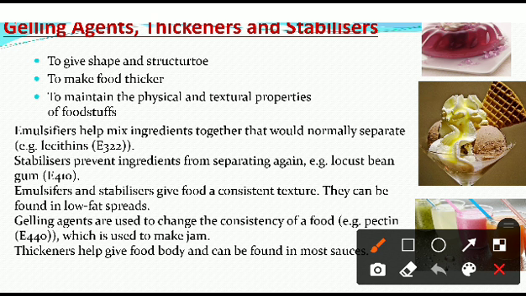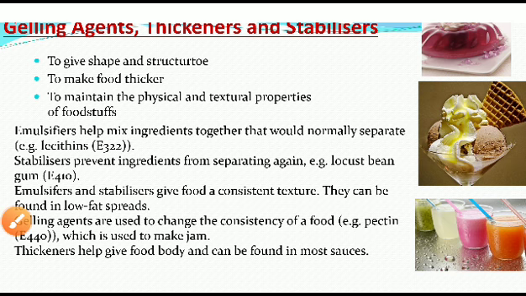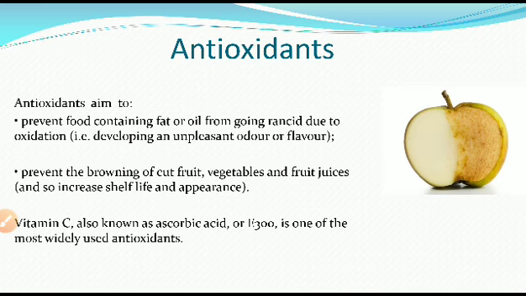Here the gelling agents are used to change the consistency of the food, and are used to make jam. The thickener also helps to give body and can be found in most sauces.